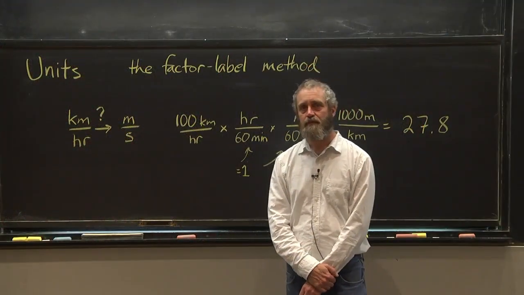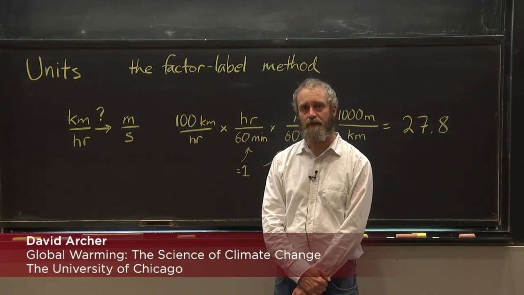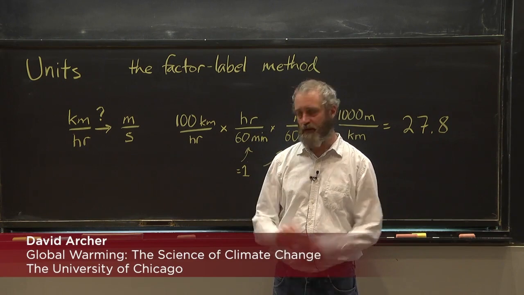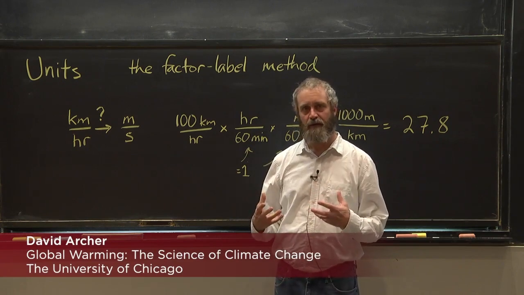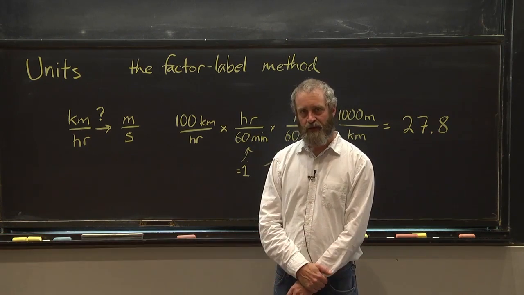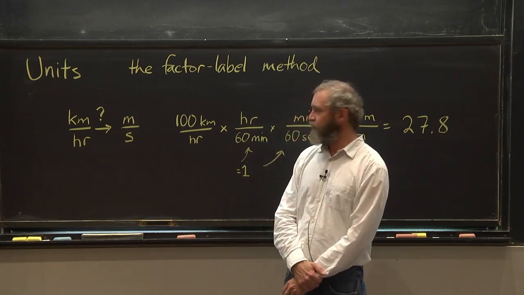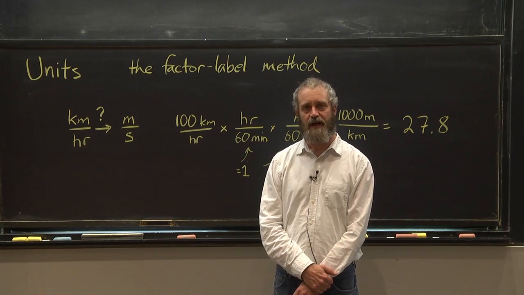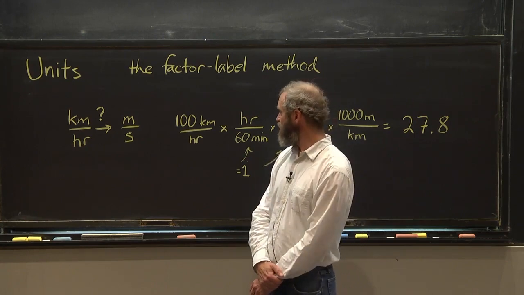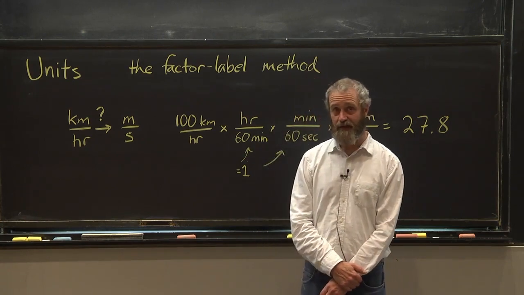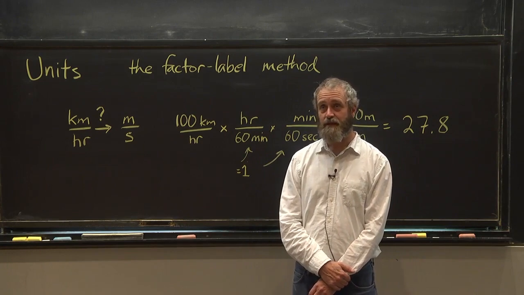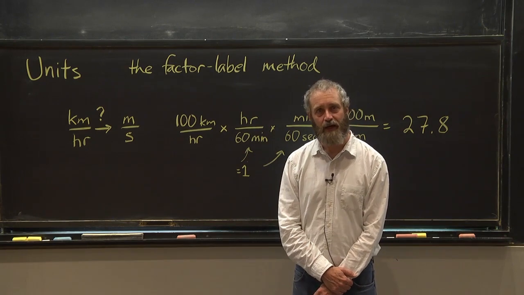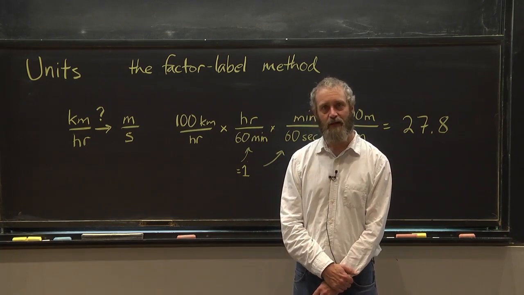So one of the most useful skills that you can pick up in scientific quantitative analysis is the ability to look at and manipulate the units that are attached to the numbers. This is called the factor label method. And once you get it, it seems very intuitive, but it seems to me that nobody is born knowing how to do this. So you might have to work at it a little bit to get it.